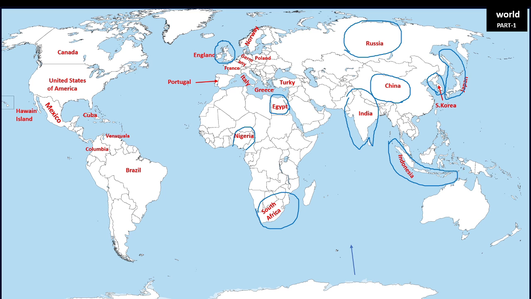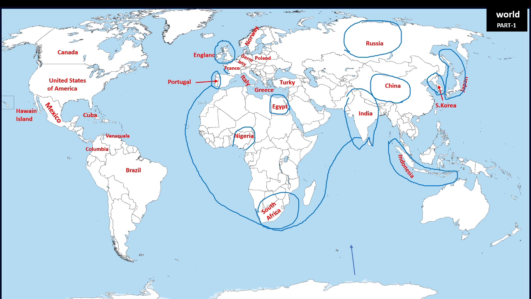In the western part of Europe, a small country is Portugal. Vasco da Gama, a sailor, sailed from this Portugal to India via the Cape of Good Hope of South Africa and reached the western part of India, that is Calicut, in 1498. This is Portugal.